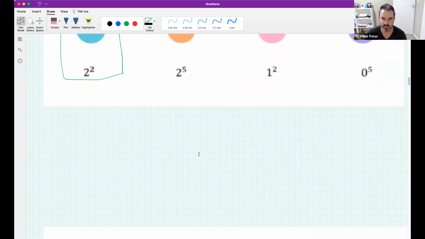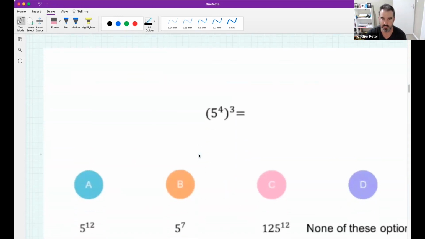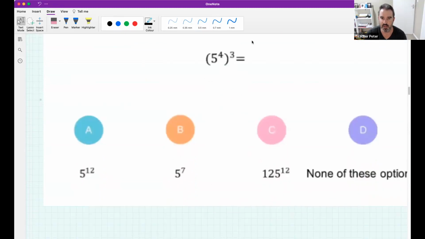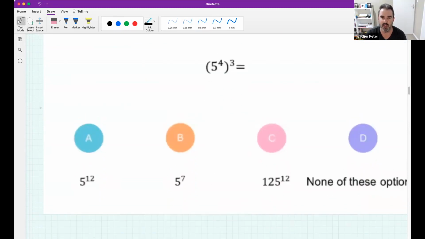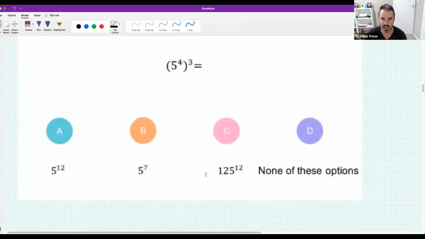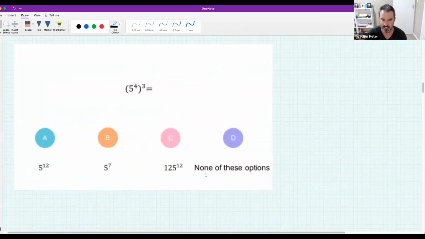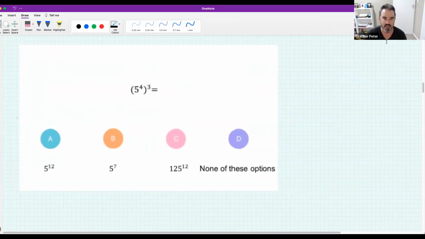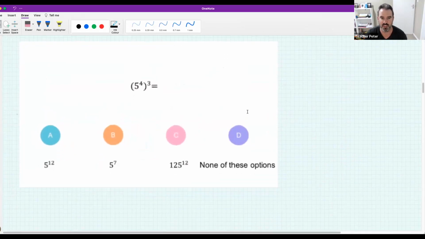Okay, let's keep swimming. If you have this, and notice how I'm warming up here, it's like the questions are getting more exciting. What do you think the answer to this is? I want you to think about what's law 3.